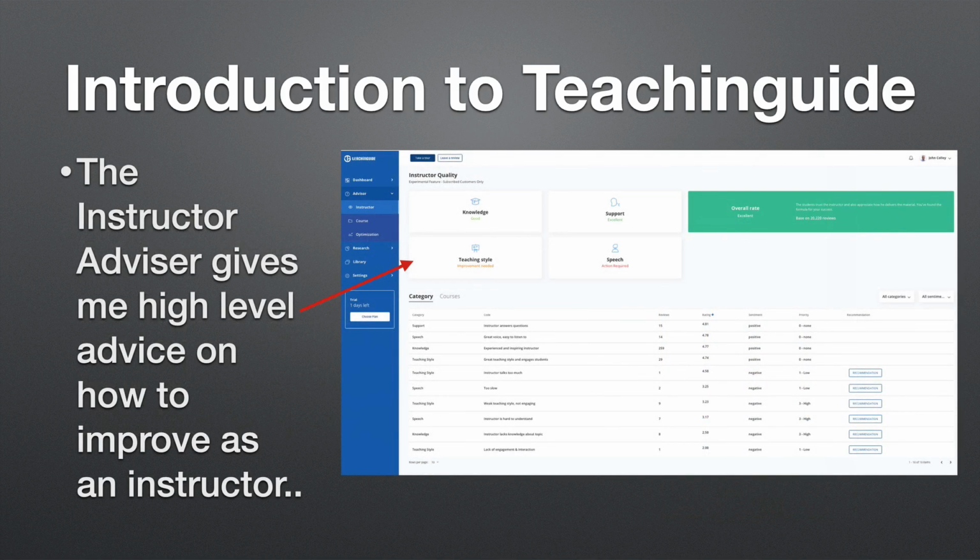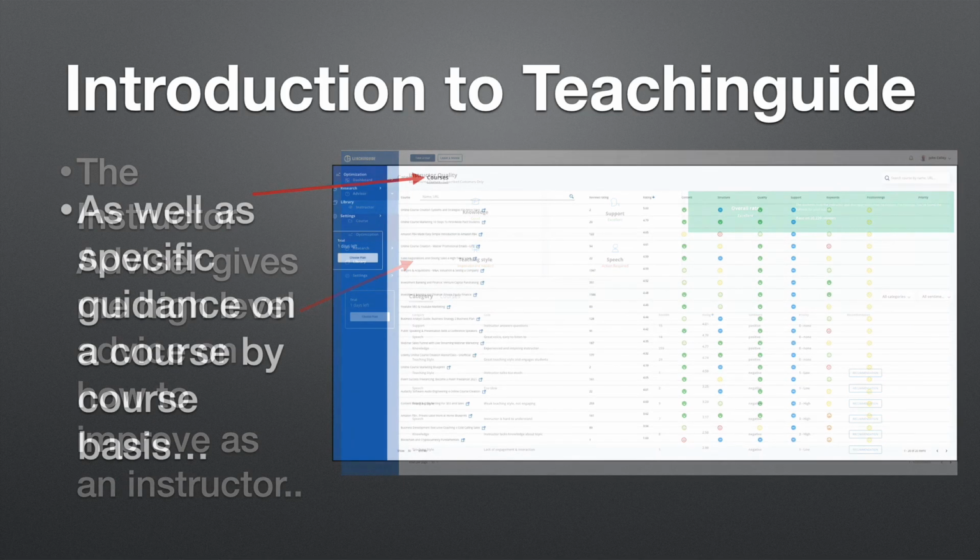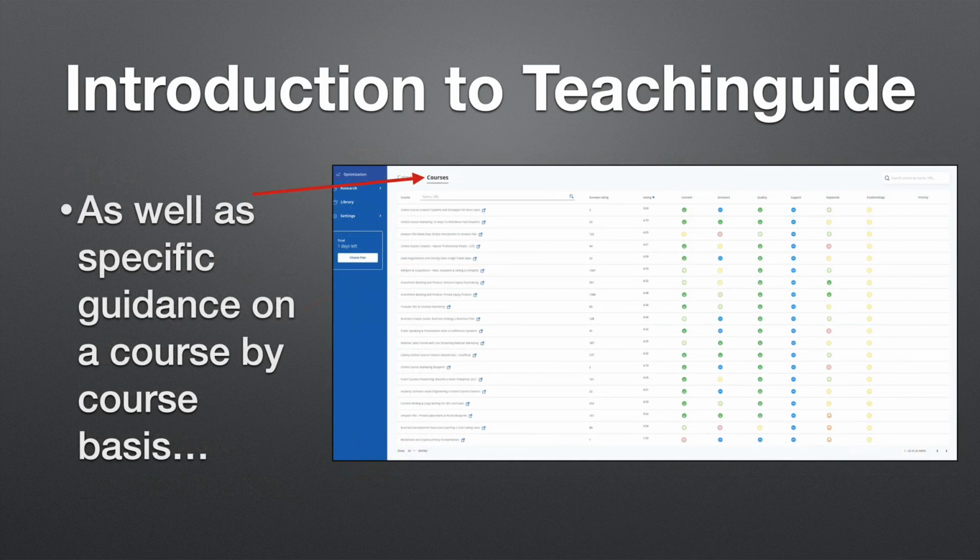So the Instructor Advisor gives me high-level advice on how to improve as an instructor. So knowledge and support is good, but I can clearly work on my teaching style, and I need to take action when it comes to speech. So these are things which I need to go in and look at, and you can see on the right-hand side there are specific recommendations, and one can click on those buttons and watch and read the recommendations, and then hopefully take action on them as well.